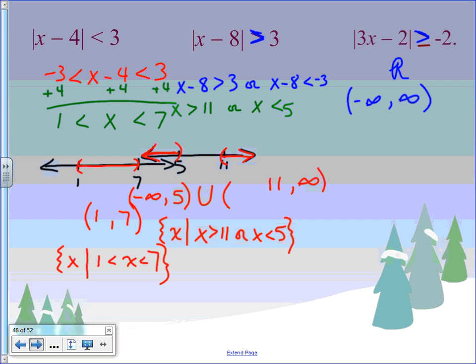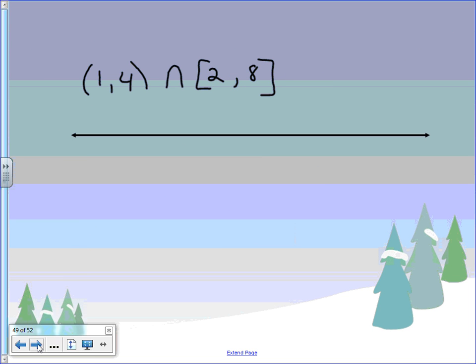All right, let's finish. Last idea. What does that symbol in the middle mean? That symbol means intersection. Where do these two sets cross? Okay, that's what it's asking.